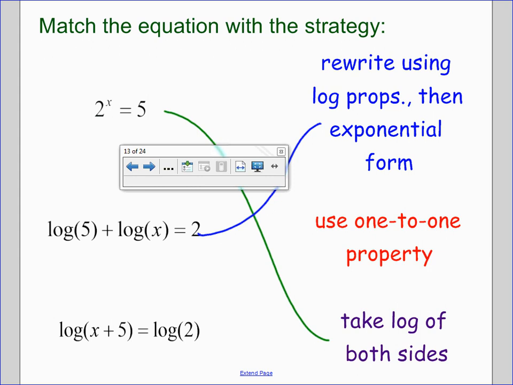Versus if we have logs on both sides, that's when we get to use the easy one. If we have logs on both sides, that's when we'll use the 1-to-1 property. So once again, exponential equation, output's a non-perfect power of the base. We've got to take the log of both sides so we can bring down the variable out of the exponent. Multiple logs, but only on one side, we'll rewrite in exponential form. Logs on both sides, we'll condense and then use 1-to-1 property. Let's try it some more.